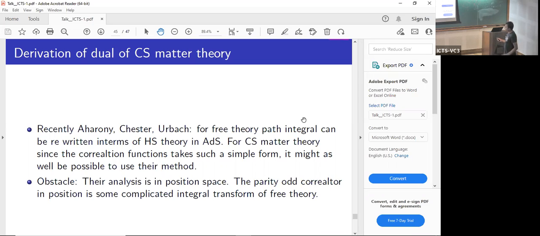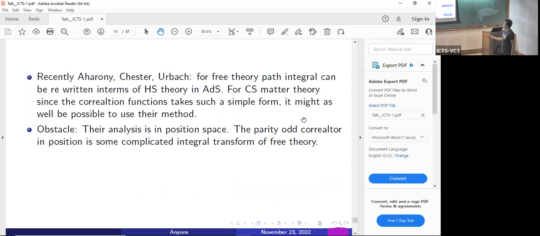One of their ingredients was the correlation function. Now, Chern-Simons matter theory correlation functions are also writable in terms of the free fermion and the free boson. So it looks like that exercise might be possible to repeat for Chern-Simons matter theory. The only problem is that in their analysis, they did it in Poisson space, and in Poisson space the relation that we have got will be some integral transformation. So, I just wanted to comment on that.